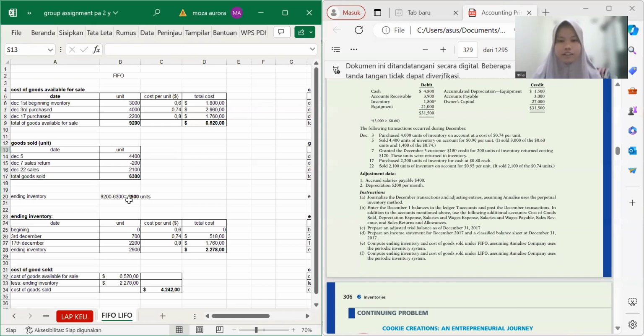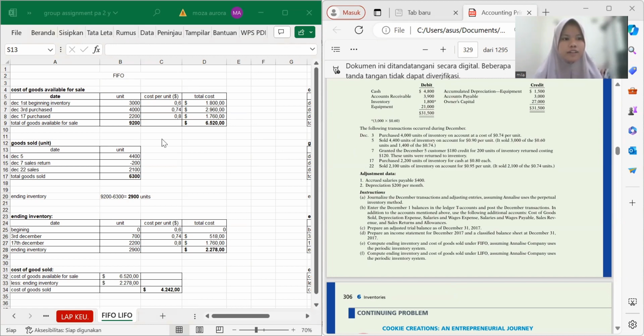So let me write the introduction. Compute ending inventory and the cost of goods sold under FIFO, assuming the company uses the periodic inventory system. FIFO is first in, first out. The method assumes the goods purchased first are the first items sold. So to search for the ending inventory, we search the cost of goods available for sale.